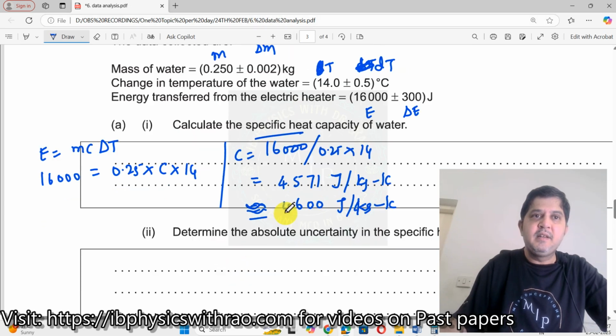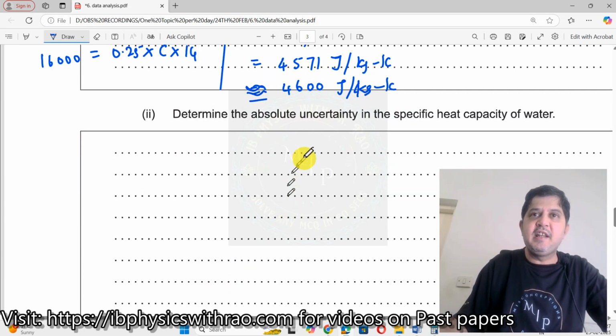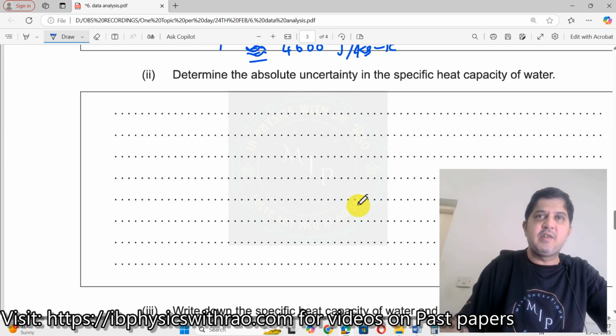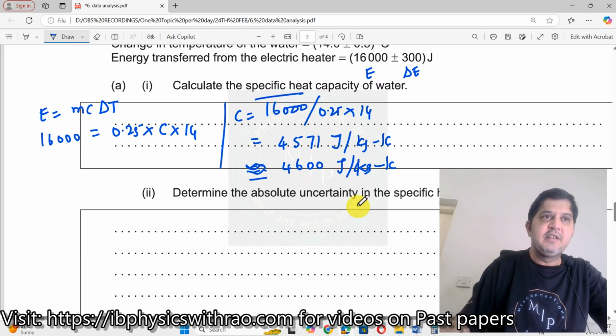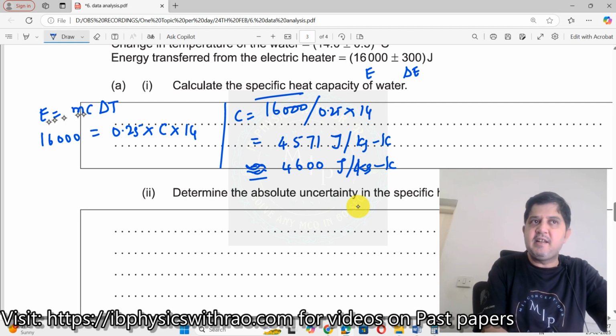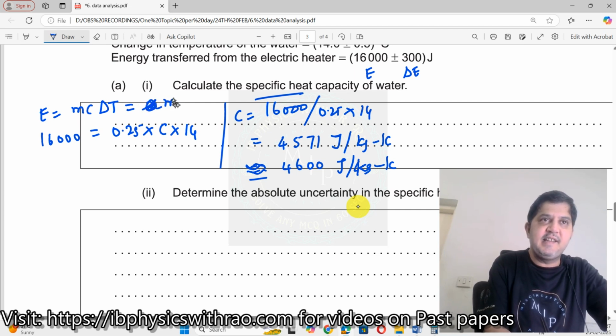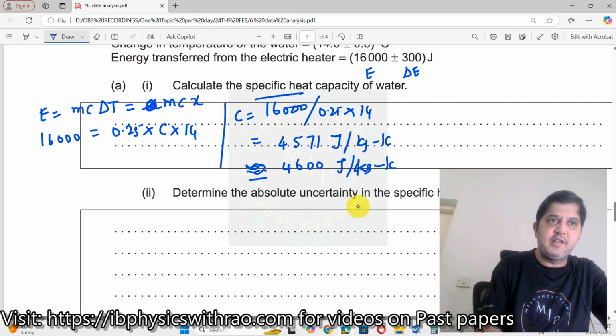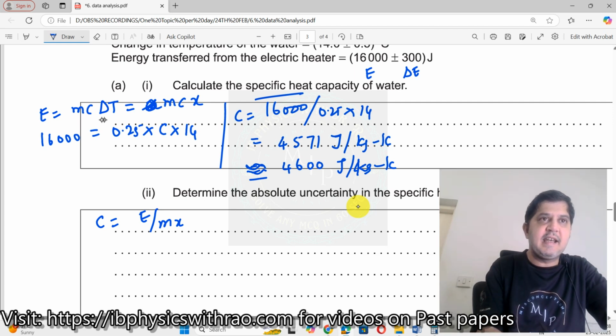Next, determine the absolute uncertainty in the specific heat capacity of water. Now we have E equal to mc delta T. Take C as the subject. Don't directly apply the uncertainty analysis here. Let me call delta T to be X, so I can write this as mcx. I do this so as not to get confused. I want the value of C, so C should be equal to E by mx. This is the first step one needs to do. Do not take delta E by E directly.